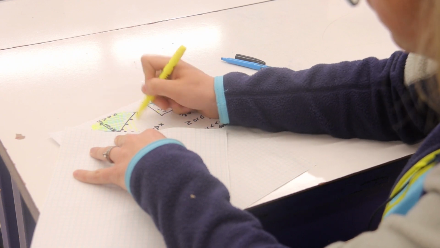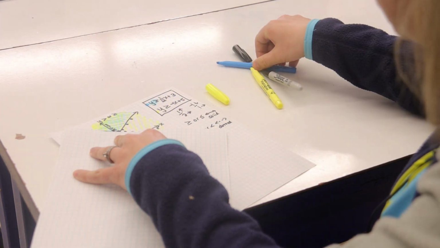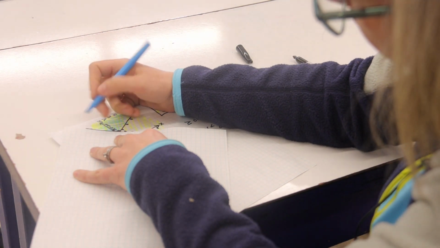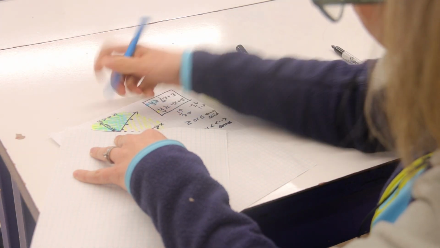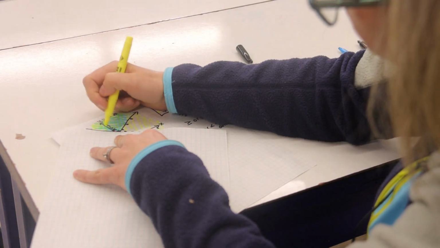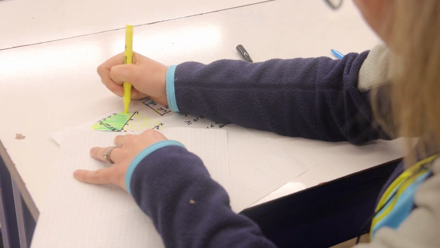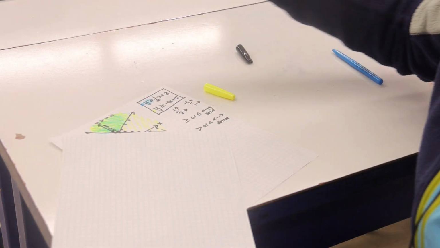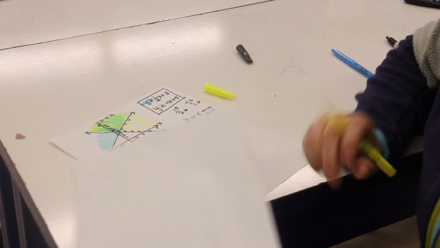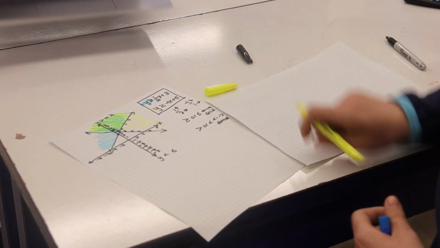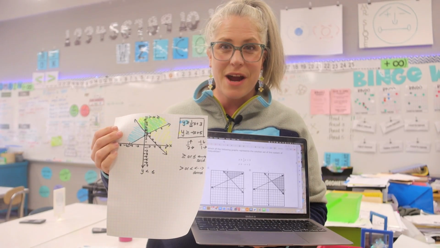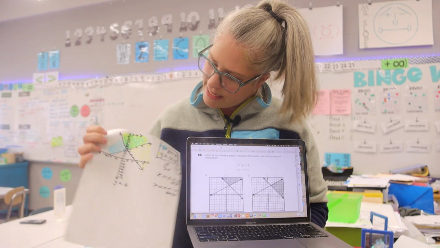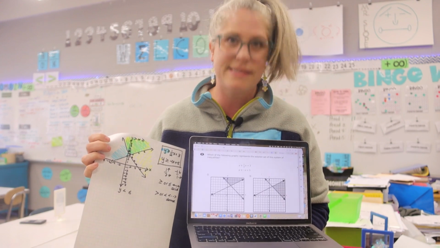that inequality line. Now I used blue and yellow because blue and yellow makes green, and where I have my green is my solution set for my inequality. I can now go back to the computer and select my solution. So with my scrap paper, I go back, and as I can see, my solution set is A.